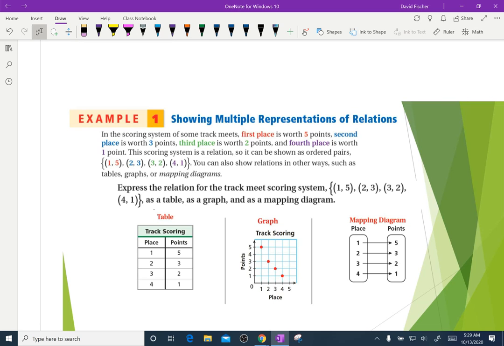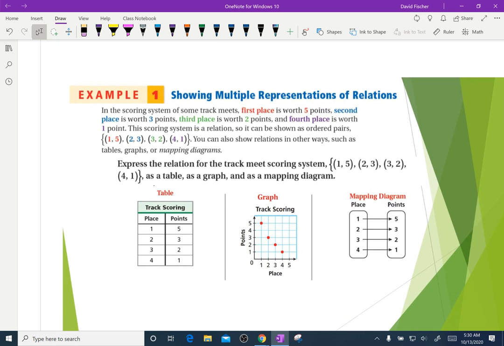So here's our first math problem. It says the score system of some track meets, first place is worth 5 points, second place is worth 3 points, third place is worth 2 points, and fourth place is worth 1 point. This scoring system is a relation, so it can be shown as ordered pairs. So you'll notice 2 things here. There's a bracket here, and then there's parentheses here. On the parentheses, 1, 5, if you remember back from your junior high days, if we were graphing that, this is my X value and this is my Y value.